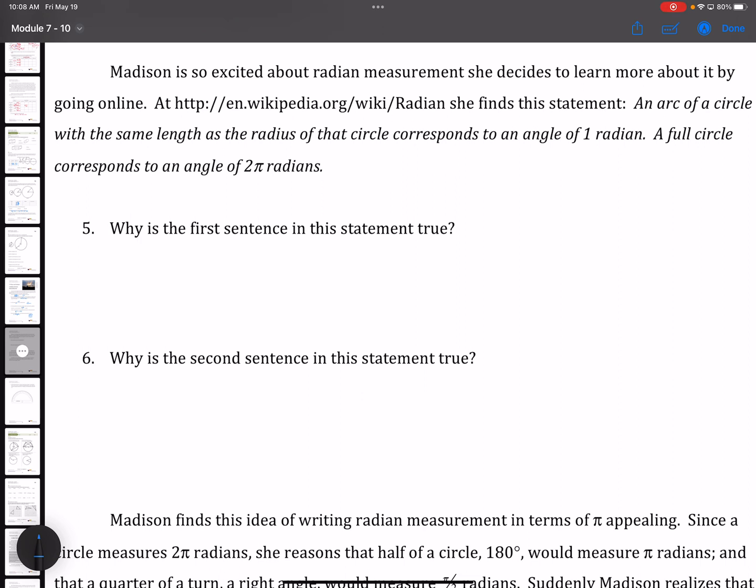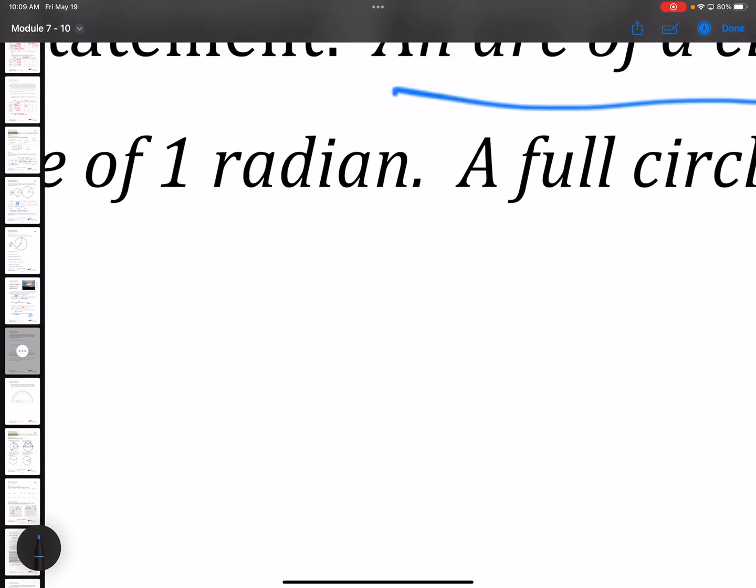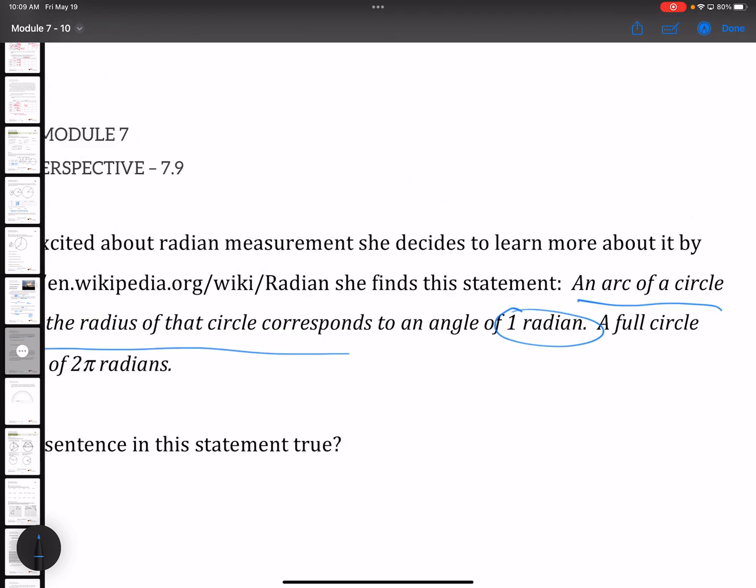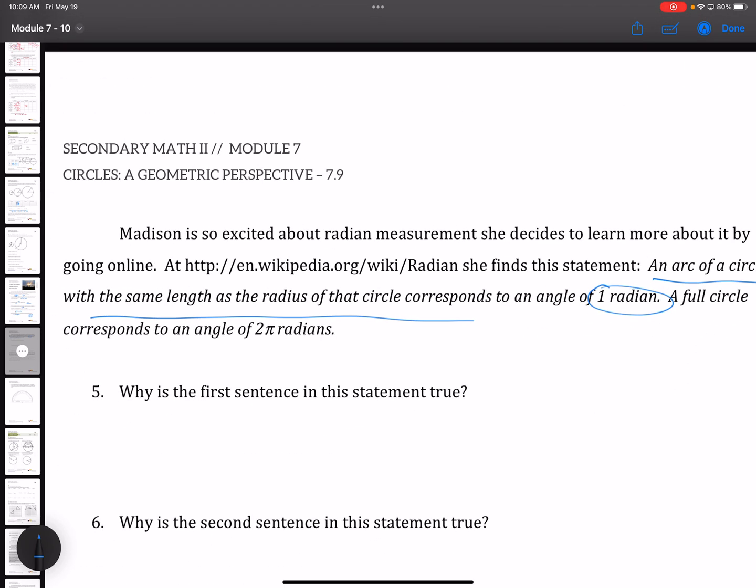So why is the first statement true? An arc of a circle with the same length as the radius corresponds to 1 radian. Because Wikipedia said it, it has to be true. Not a reliable source, actually. Should it be 1 radian? Let me ask you that. Should it be 1 radian? Also, 0.0175. An arc with the same length as the radius.